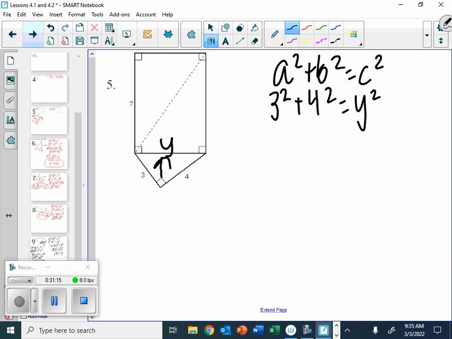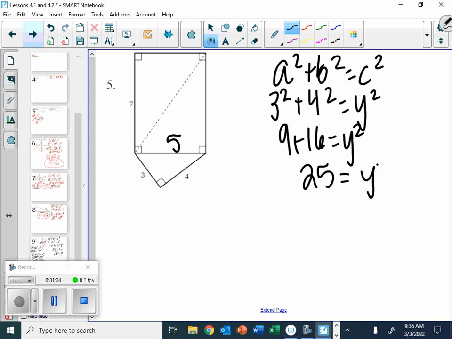Alright, so what's Y? 5. We get 5? Good. So Y is 5, so this side right here is 5. So 9 plus 16 is 25, and 25 is a perfect square. So Y is 5. Good. Alright.